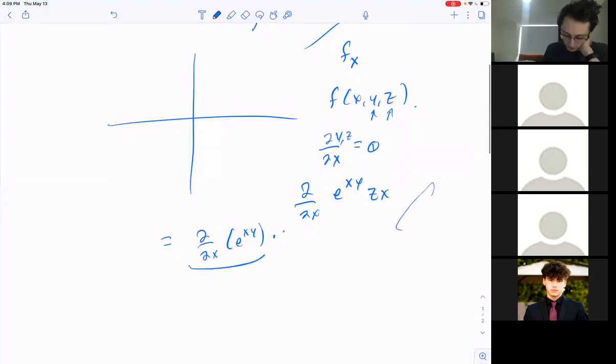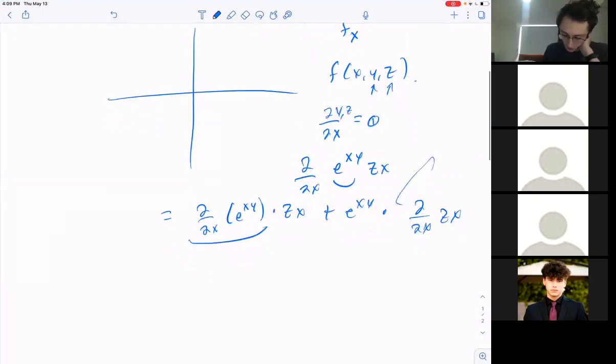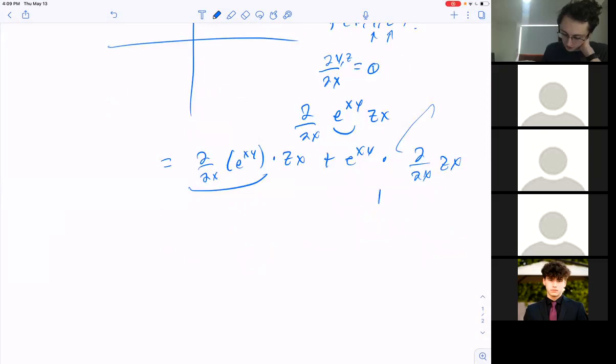So, okay, first we take this derivative times zx plus, and then we leave the first part alone, and we take a derivative d dx with respect to zx, okay? So the second term is easier, and let's do that first. So we get e to the xy times, so the derivative d dx of zx, we just treat z as though it's a constant, and we get z.